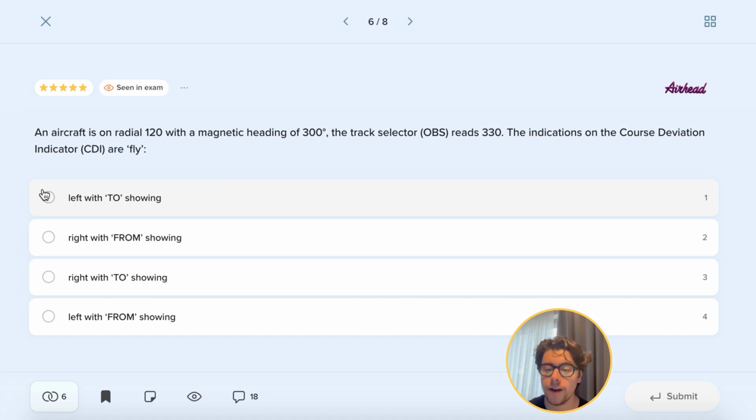And since we are flying on a heading of 300, with the selected course on being on radial 120, meaning we're flying towards the station, towards the VOR, the correct answer here will be left 2, with 2 showing on the instrument.